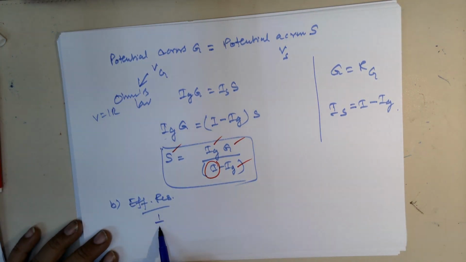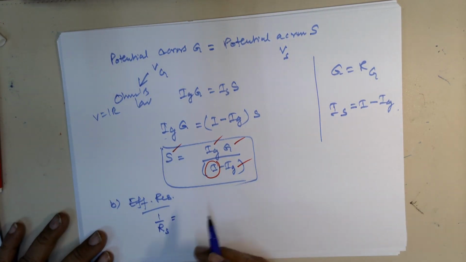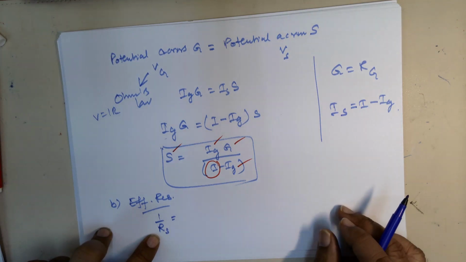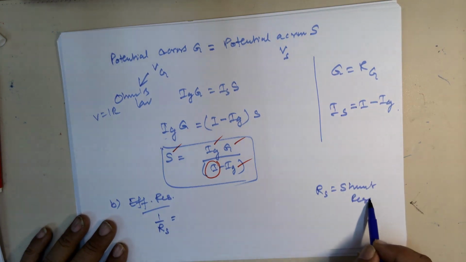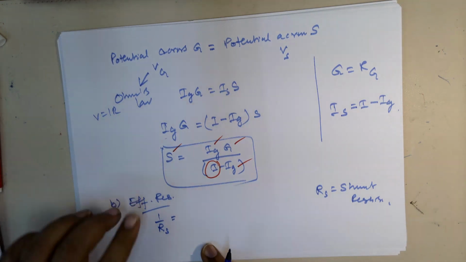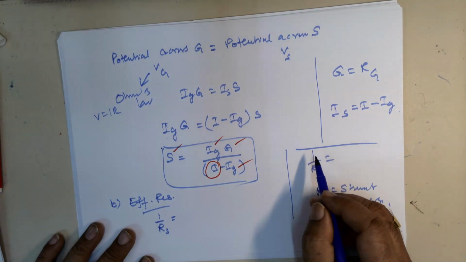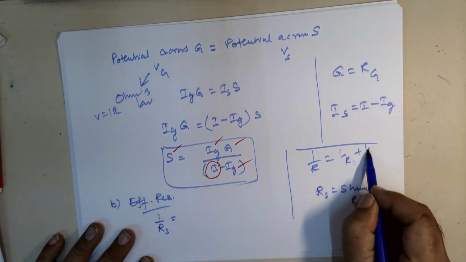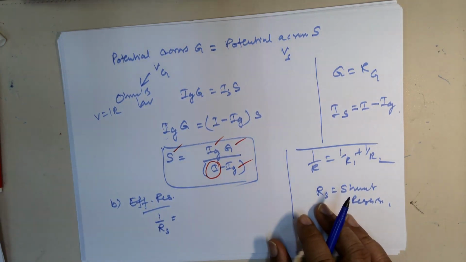What is effective resistance? We are talking about the ammeter, the net resistance. So 1 by RS. What is RS? Shunt resistance. Why have I put 1 by RS? Because it is connected in parallel. We had applied that concept: 1 by R is equal to 1 by R1 plus 1 by R2, if it is a parallel circuit. Same logic. So here 1 by RS is equal to, now look at the diagram.